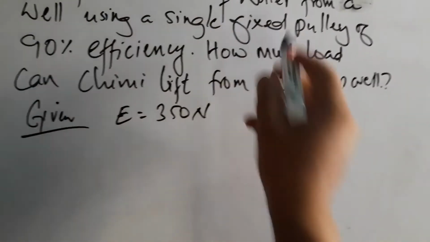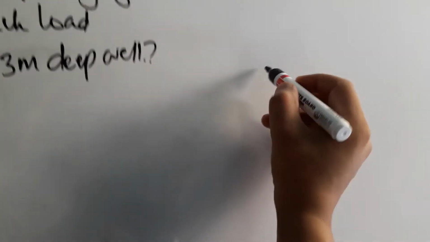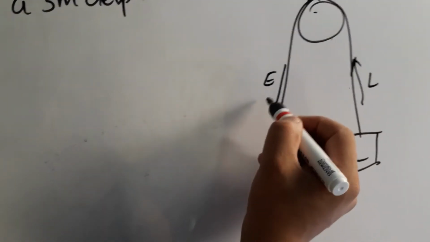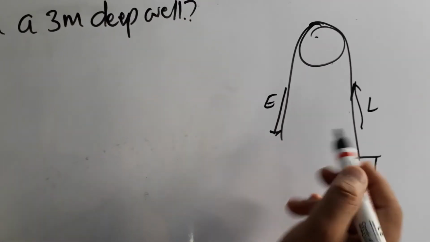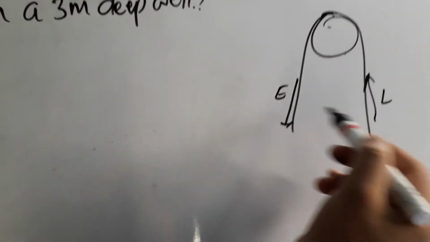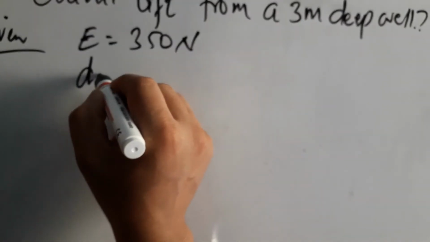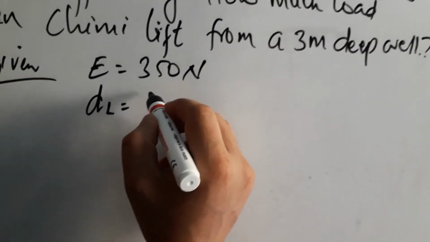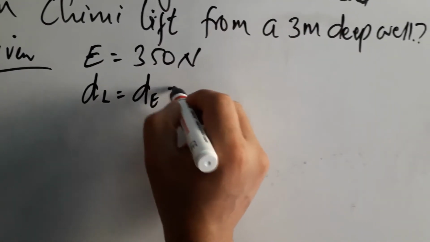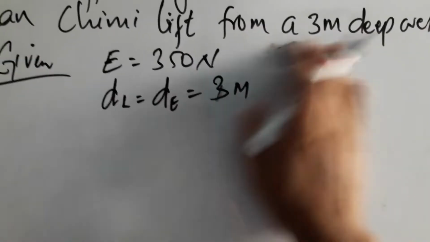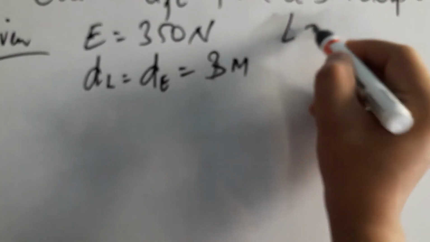In the case of a single fixed pulley, suppose this is a load. When the effort moves 1 meter, the load will also move 1 meter. So the distance moved by load and distance moved by effort will be equal. Therefore distance moved by load is equal to distance moved by effort, which is 3 meter in this case. We are not given the load, so we have to calculate the load. How much load can Chimi lift?